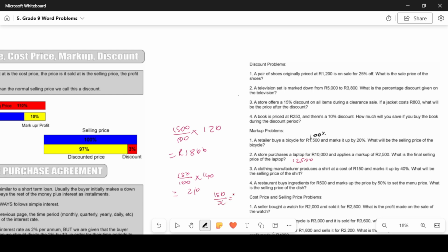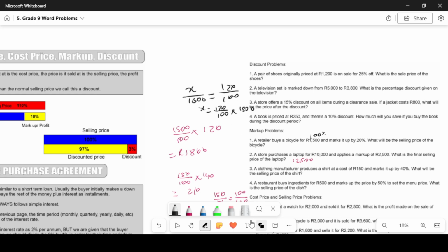I want to find, multiplied by what's the cost price? Cost price is 100 divided by what's the selling price? 140. And if you cross multiply, take the x and multiply by 140 and by 100, you should get 210. Even here too, you could say the selling price is what we want to find over 1,500 should be equal to 120 over 100. X is equal to 120 over 100 multiplied by 1,500, and we should get 1,800. Right, same idea.